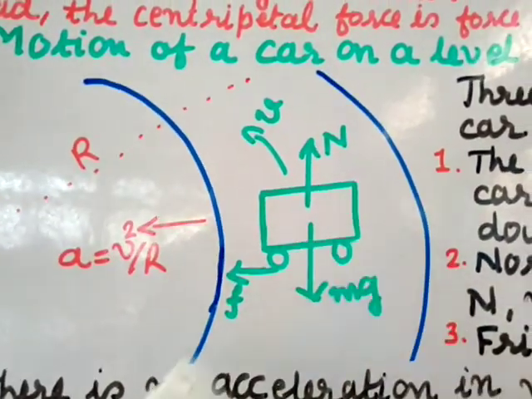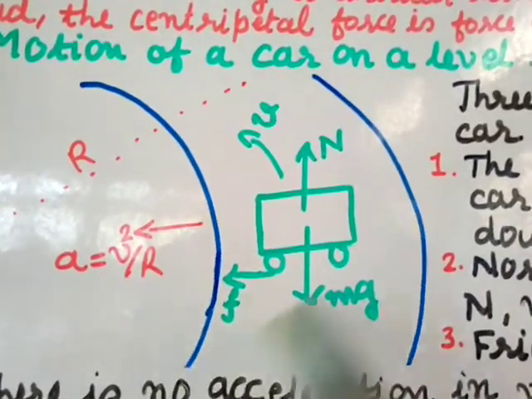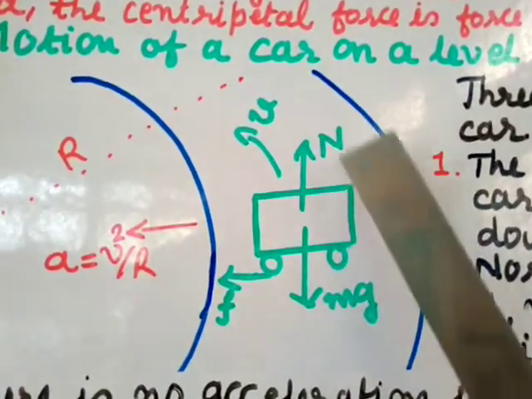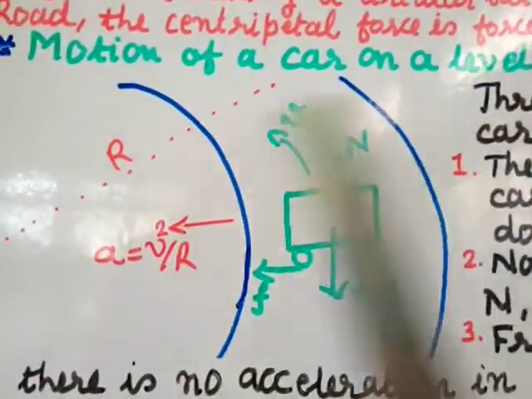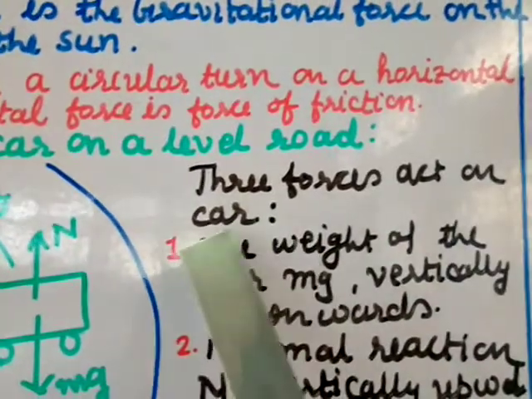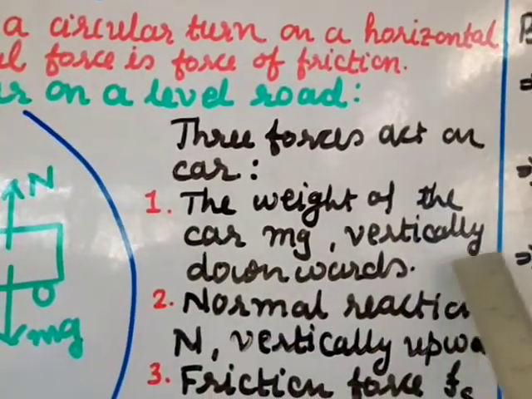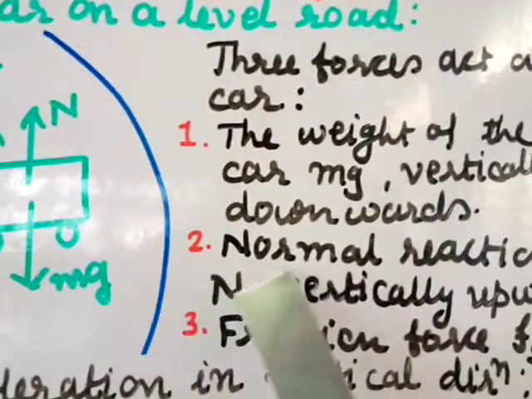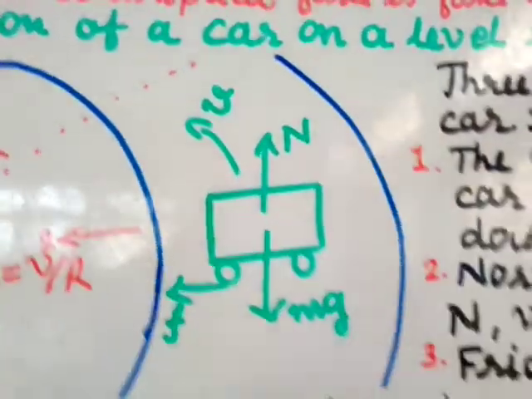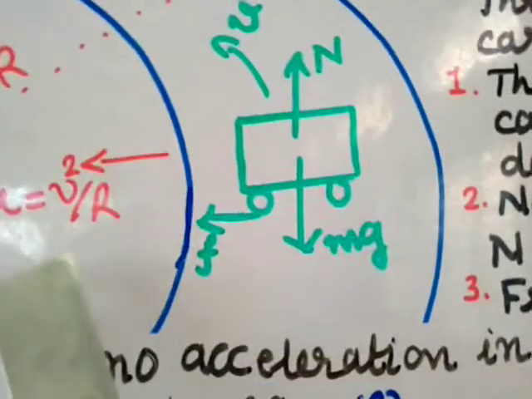Now on this vehicle or car there are two other forces besides the friction force. One is the normal force, which is upward, and the other is downward because of the mass of the vehicle, that is mg. I have written this over here. Three forces act on a car or vehicle. Number one, the weight of the car, mg, vertically downwards. This is shown on this side. Number two, normal reaction, vertically upward, given by this side, N. And three, friction force f_s. So this is the friction force.